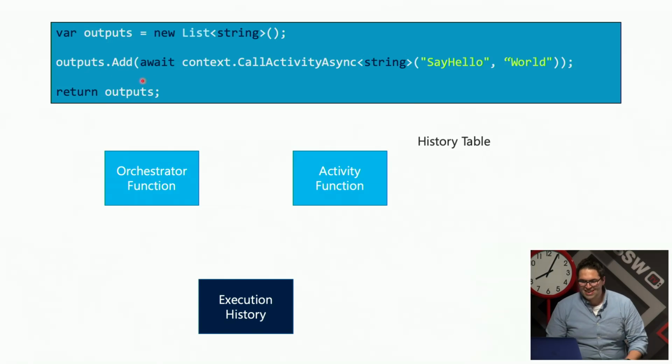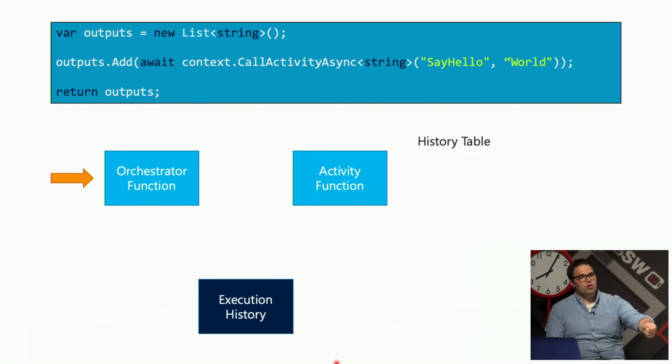Yeah. Okay, great. So this is the code. This is my durable function. Very, very simple. I'm creating a list of outputs. I'm going to call a single function called say hello. I'm going to pass it the value world. And then I'm going to return the outputs. Now what's actually happening behind the scenes when this runs?